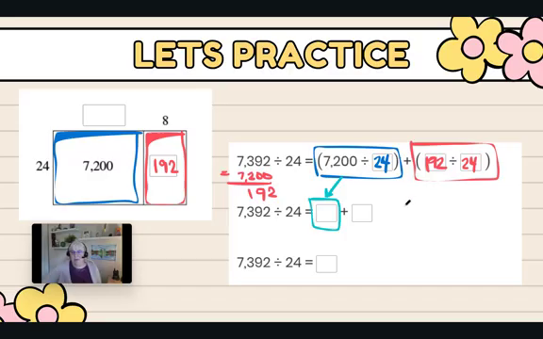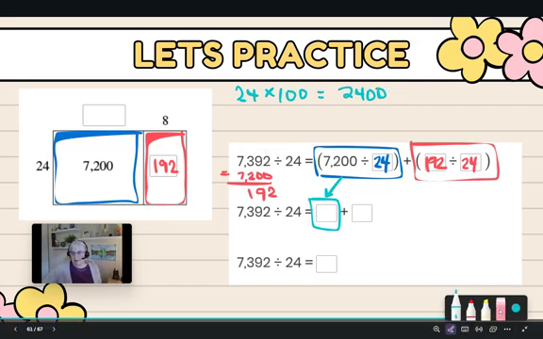7,200 divided by 24. Well, those are powers of 10. So if I have 24, and I notice that I have 2 zeros here, so let me multiply 24 times 100. That would be 2,400, 24 with the 2 zeros, right? Yeah, we're trying to get to this goal.